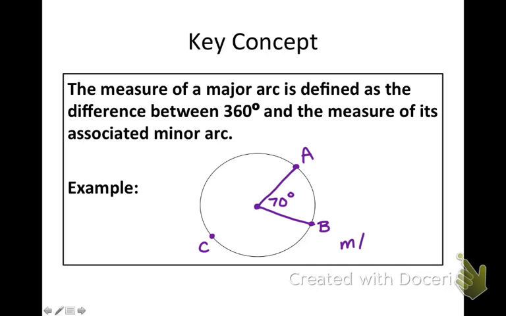So the measure of arc ACB would be equal to what? How did we get that? You just subtract 70 from 360. Right, so 360 minus 70 gets us to 290 degrees. So minor, major, a semicircle would be how many degrees? We already said it. 180 degrees. Good.